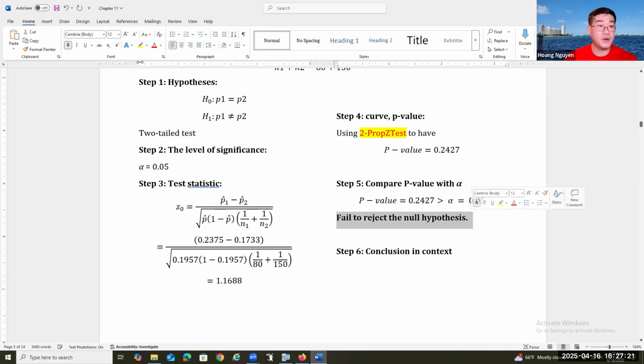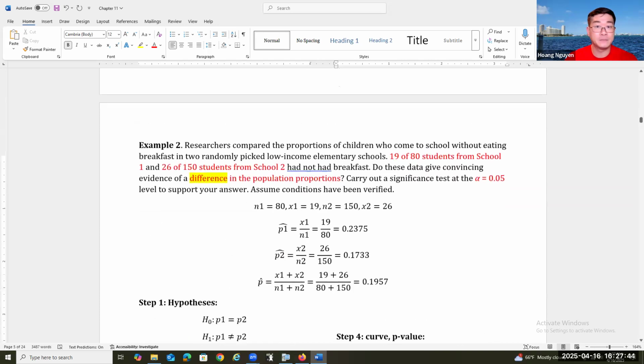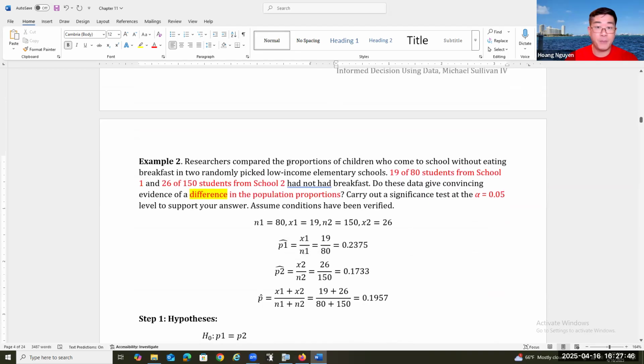So if we fail to reject the null hypothesis, it would mean that the null hypothesis is true, right? And when the null hypothesis is true, it would mean that the alternative hypothesis is not true, right? So that's why we have insufficient evidence to support the alternative hypothesis. So there is insufficient evidence to conclude that, that what? That the proportion of children who come to school without eating breakfast.